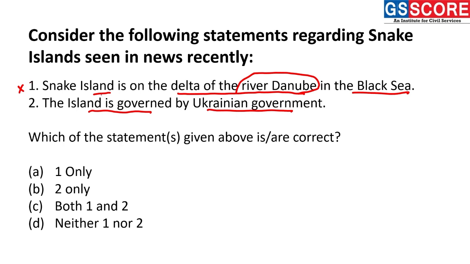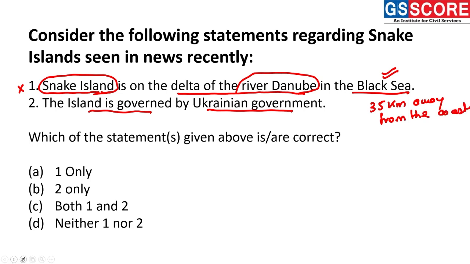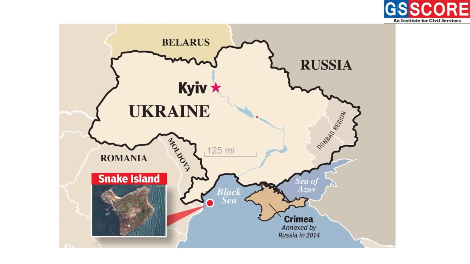Because Snake Island is present in the sea. It is present in the Black Sea, almost 35 kilometers away from the coast of Ukraine. We can see it on the map. This is Ukraine, and this is Snake Island. It is almost 35 kilometers away from the coastal region of Ukraine, thus making statement 1 an incorrect statement.